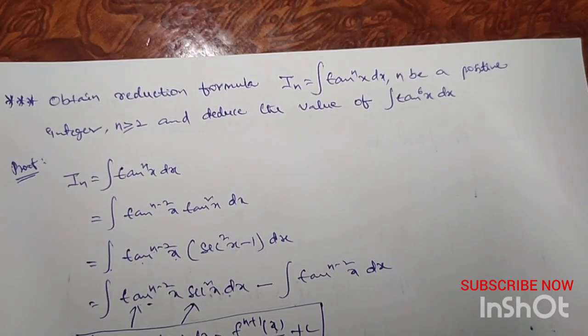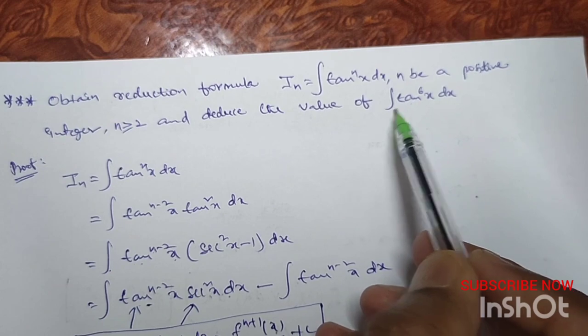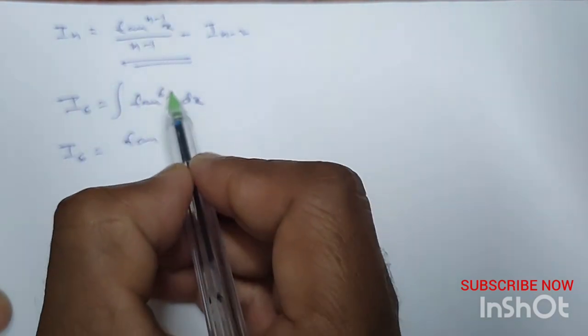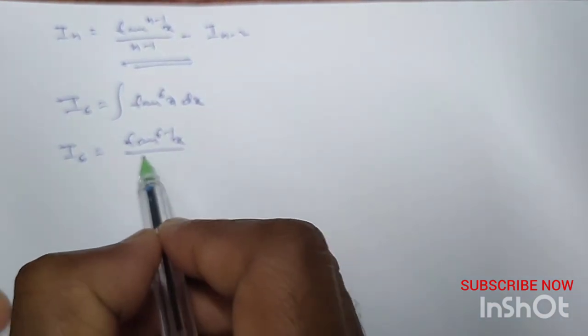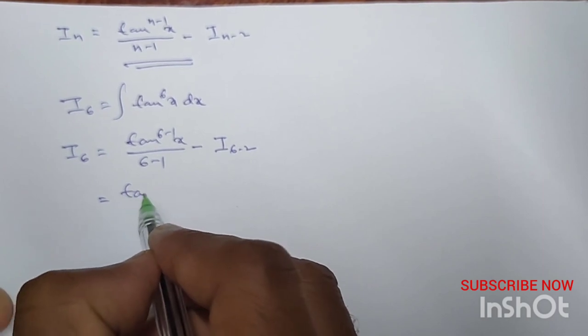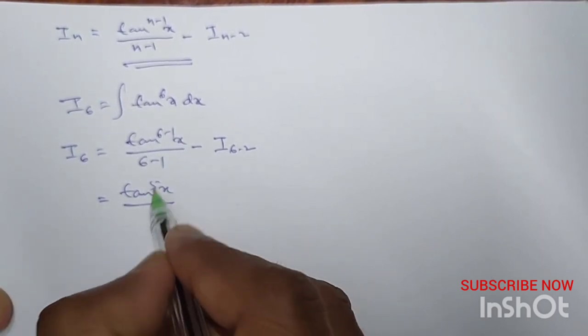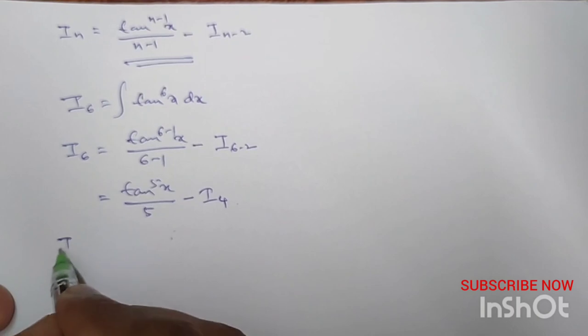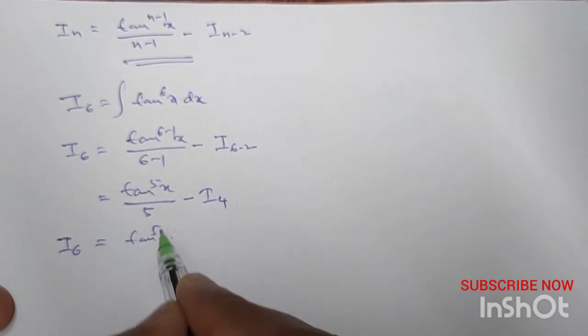And also, deduce the value of the integration of tan power 6 x dx. I6 equals the integration of tan power 6 x dx. Substitute n equals 6 here: I6 equals tan power n minus 1, that is 6 minus 1 x by 6 minus 1, minus I(6 minus 2). So tan power 6 minus 1, 5 x by 6 minus 1, 5, minus I(6 minus 2), 4. So I6 equals tan power 5 x by 5 minus again I4.